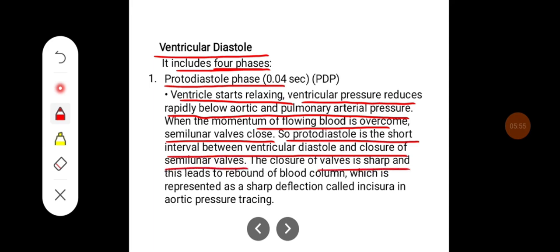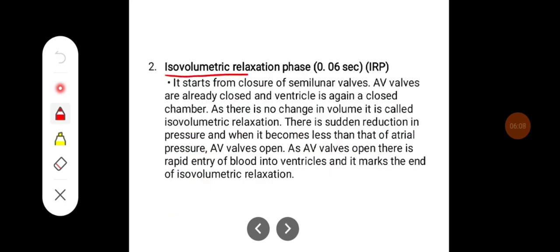The closure of the valves is sharp, and this leads to a rebound of the blood column, which is represented as a sharp deflection called the incisura in the aortic pressure tracing. Then the isovolumetric relaxation phase, which is around 0.06 second. It starts from closure of semilunar valves.